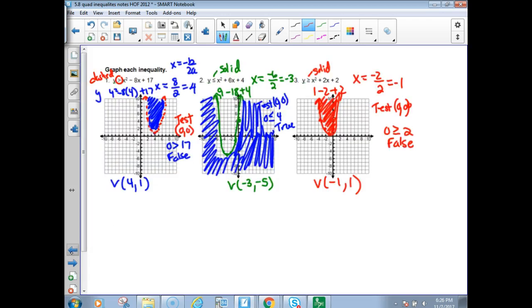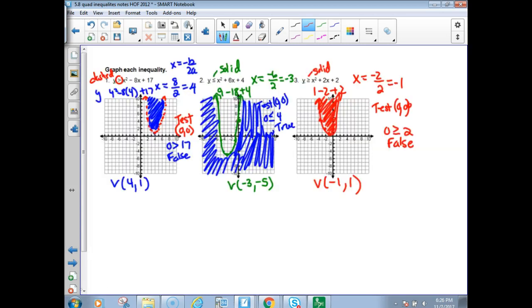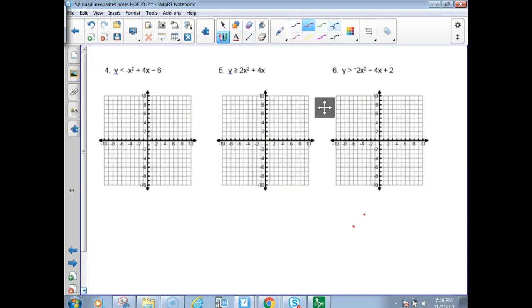Okay, not sure where the other problems went. So I'm going to pause a moment because I want to do a few more with you. Okay, I popped in these now into the Smart.